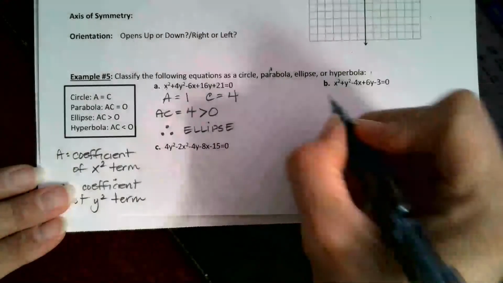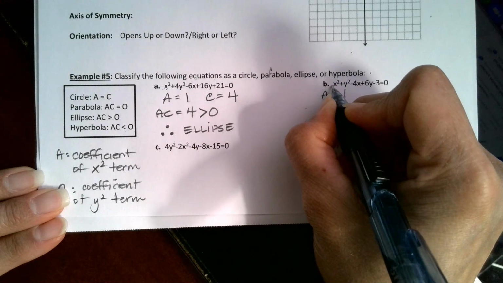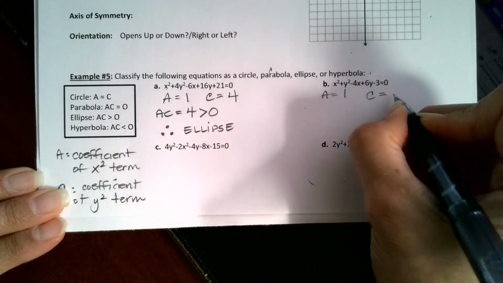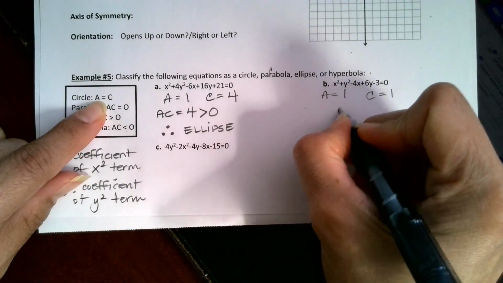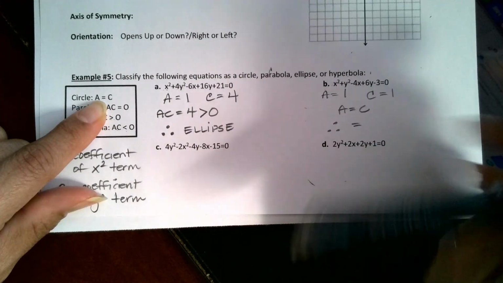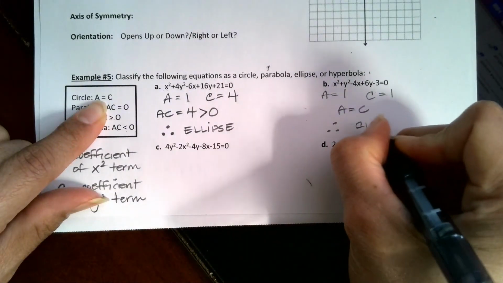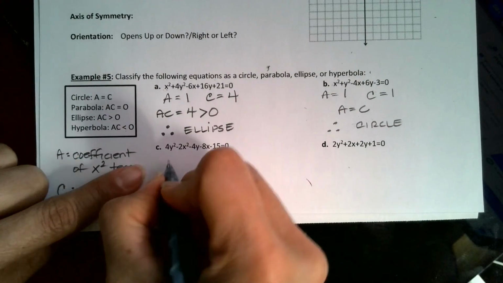Alright, welcome back. A is 1. Here's the 1 in front of your x squared. C is also a 1. And we notice that over here, our A is equal to C. Therefore, we say that it is a circle. Okay.